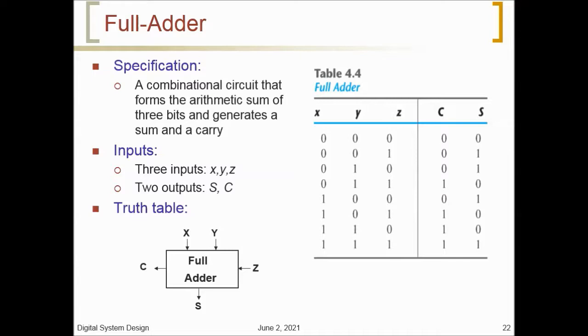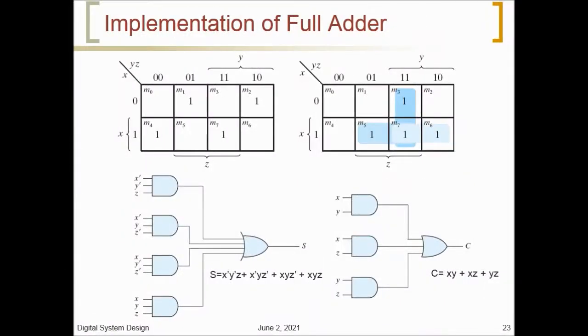The maps for the outputs of the full adder are shown in this figure. The simplified expressions are as follows. S is equal to x complement y complement z plus x complement y z complement plus x y complement z complement plus xyz. And the carry is equal to xy plus xz plus yz.